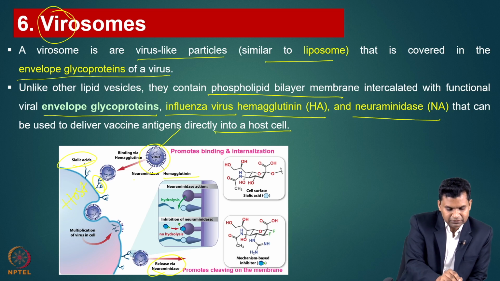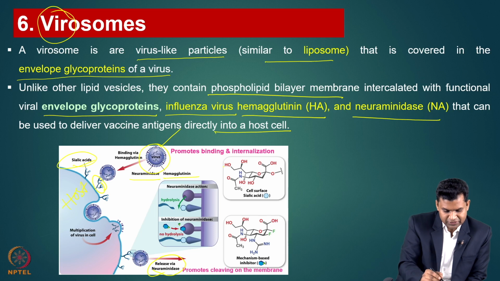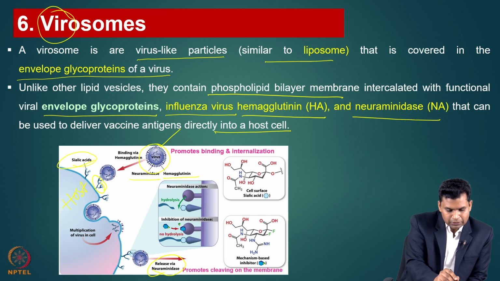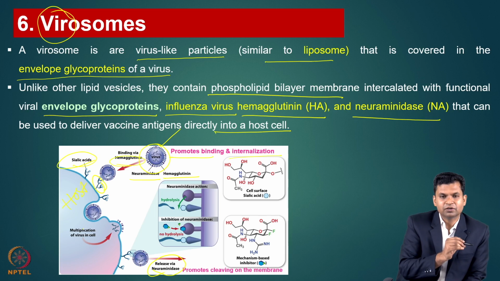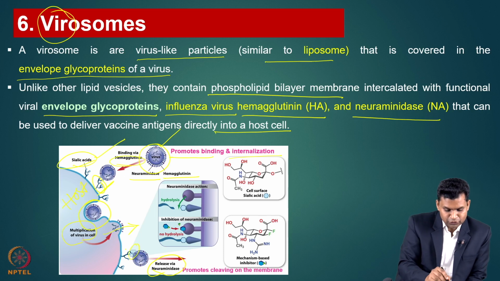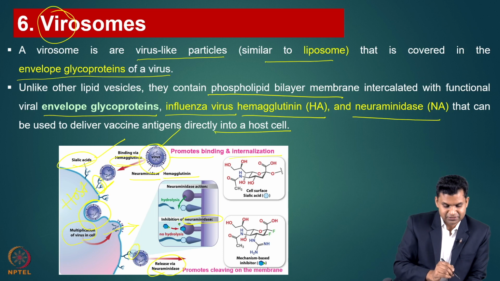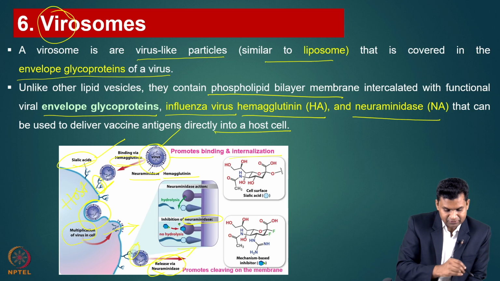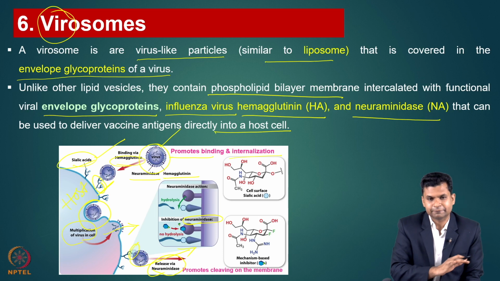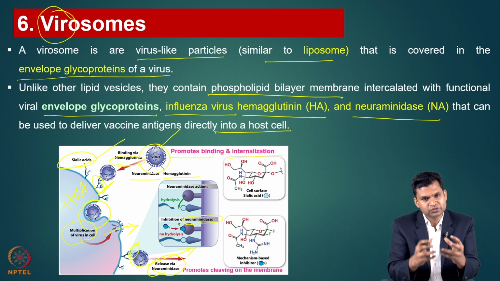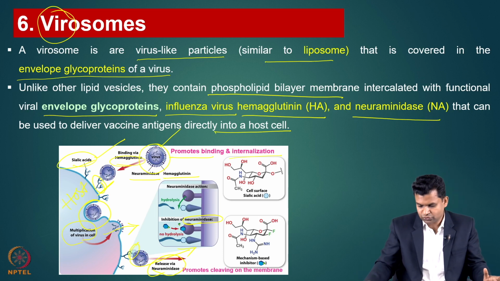So, with this structure you will understand that the virus requires hemagglutinin and neuraminidase. Here you can see that hemagglutinin helps in the binding and internalization on the surface of the host cell. The neuraminidase enzyme helps in the hydrolysis. Once hydrolysis is done, the new viral particle is released from the surface of the host cell. The same mechanism we use in the development of virosomes.